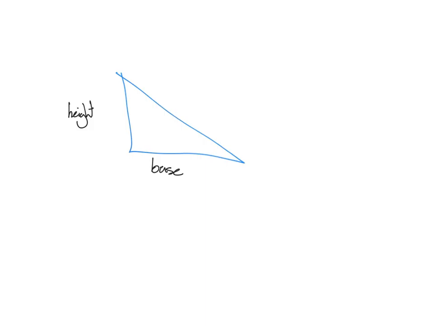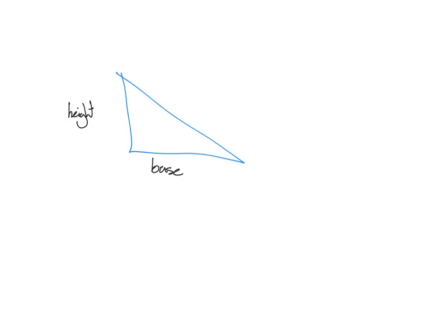Moving on to something a little bit more tricky, but still quite easy, is a triangle. For a triangle, we'll usually have two different measurements. We have the height of the triangle and we have the length of the base. So, height, how high is the triangle, and base, how long is the base of the triangle.